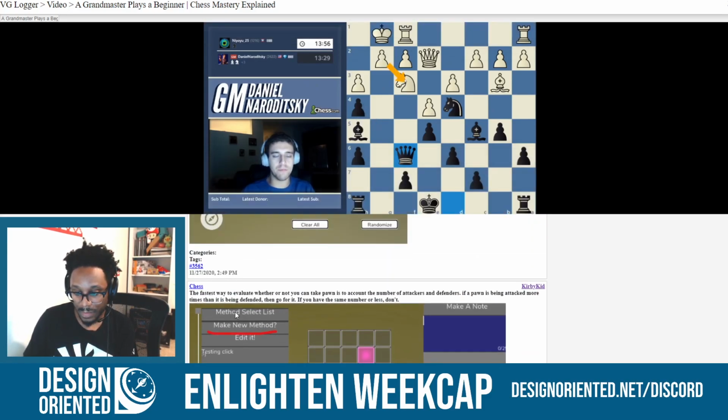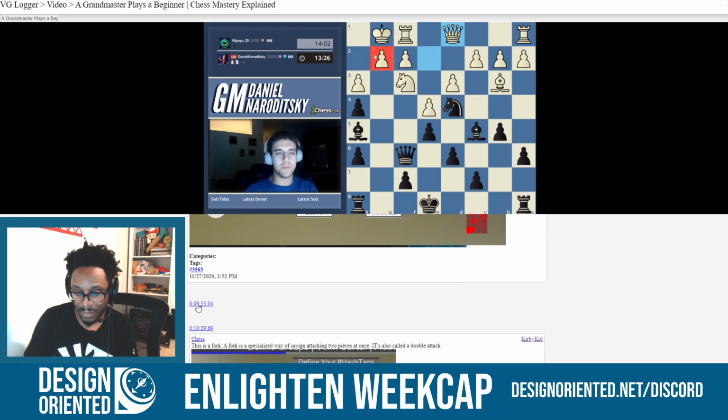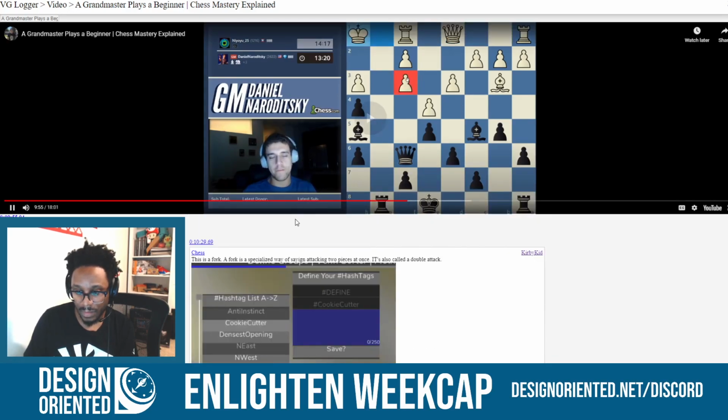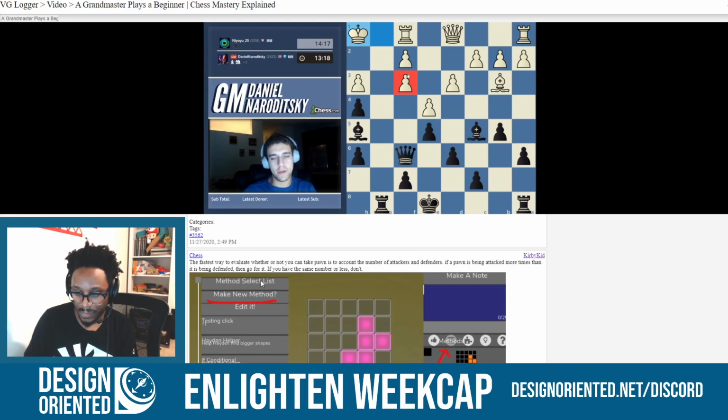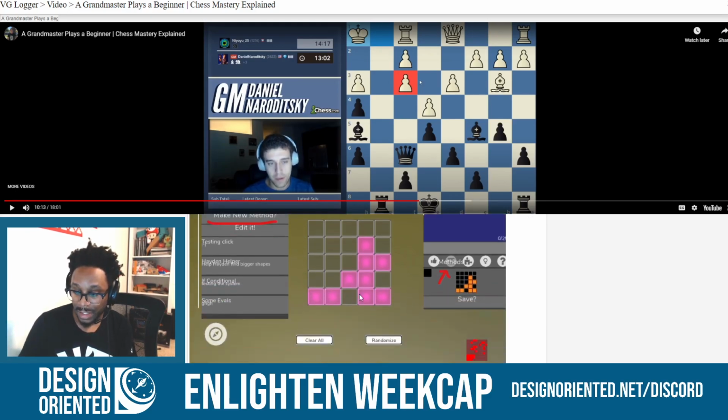Fallout is going to be that he's opened up that G file. First of all, I've taken his bishop, so now I can put my rook on G8. And once his pawn leaves, the fastest way to evaluate whether or not you can take a pawn is by counting the number of attackers and defenders. If a pawn is being attacked, or any piece for that matter, is being attacked more times than it is being defended, you may take that piece or pawn in the absence of any other extenuating or indirect defenses. So that is a methodology.